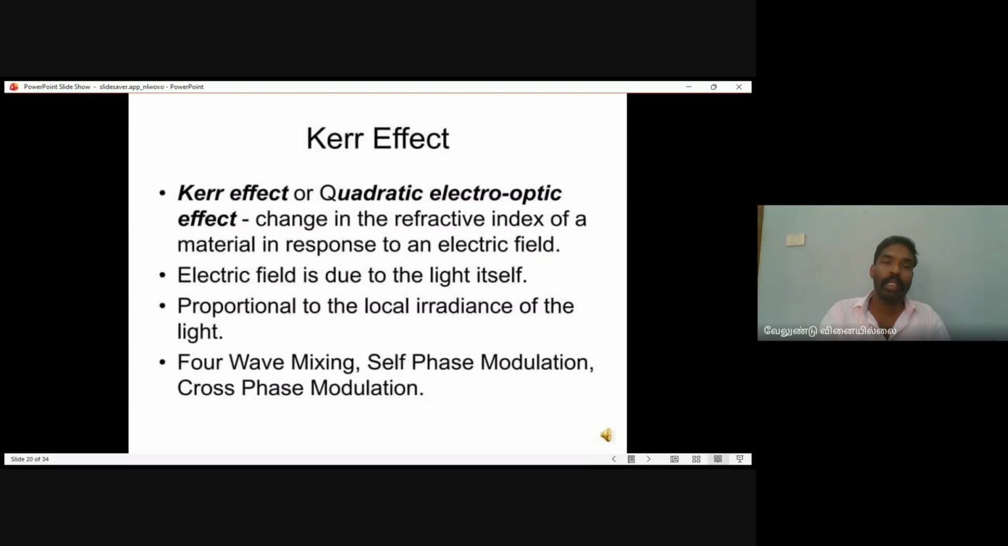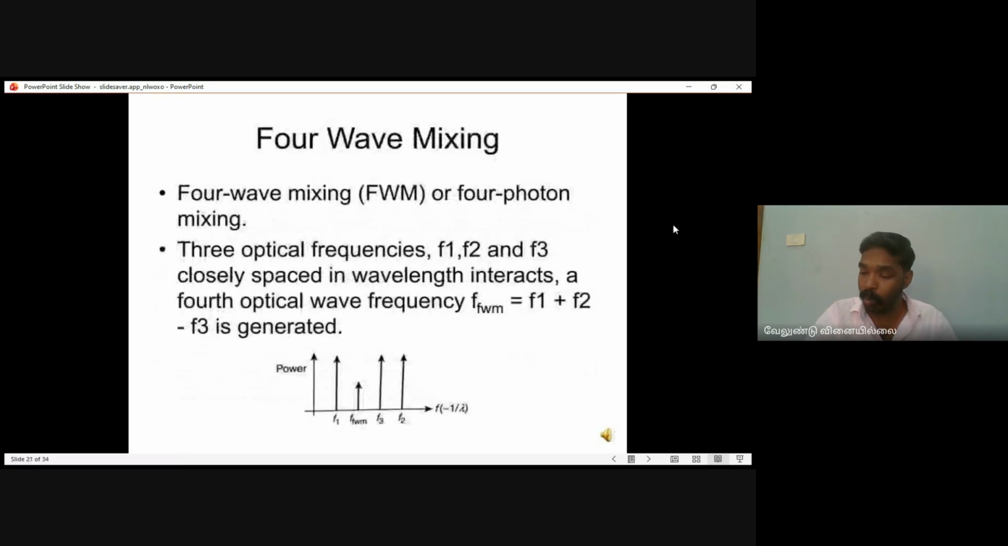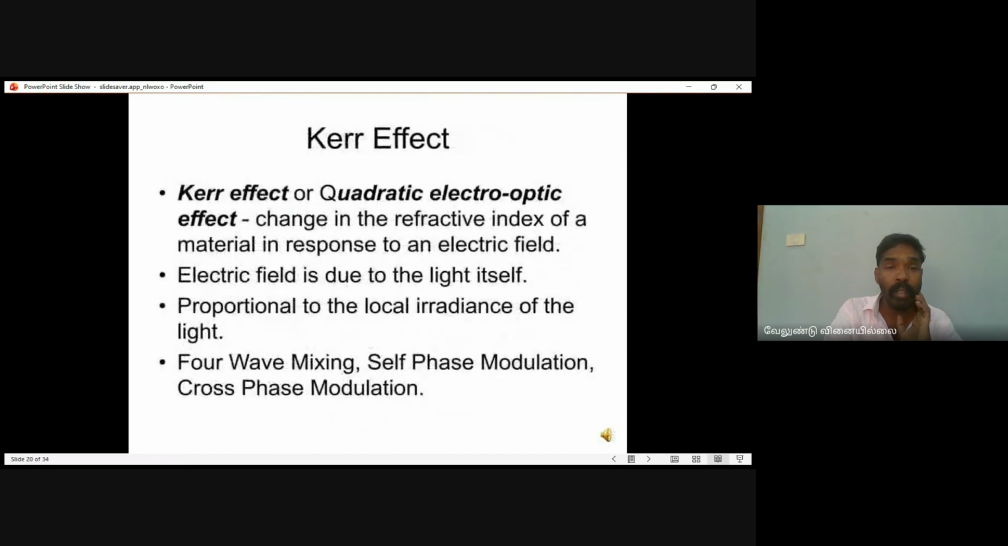Thank you so much. Keep muted. So the Kerr effect, or quadratic effect, a quadratic electro-optic effect. The two names are both the same. So we can say that is a Kerr effect. The Kerr effect means the change in the refractive index of a material in response to an electric field. So when the electric field is changing, automatically the refractive index of the core is changing. It's called the Kerr effect. The electric field is due to the light itself, proportional to the local irradiance of the light.